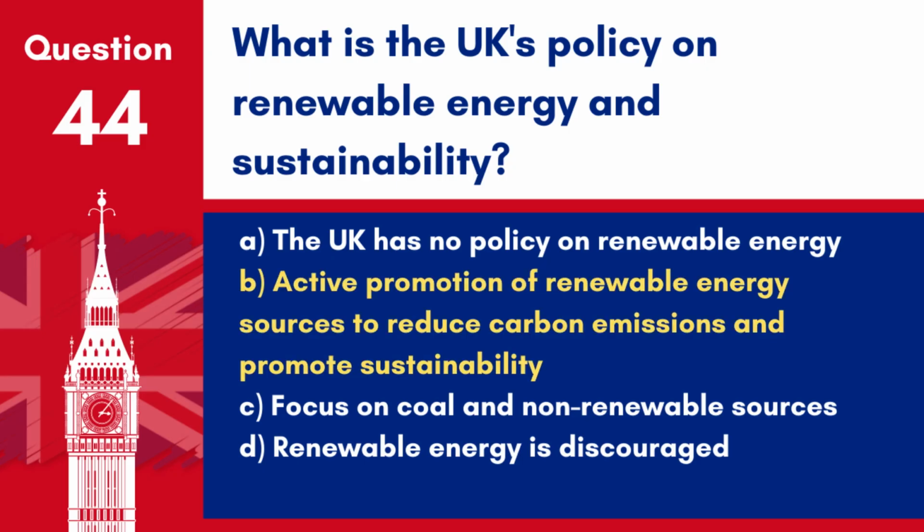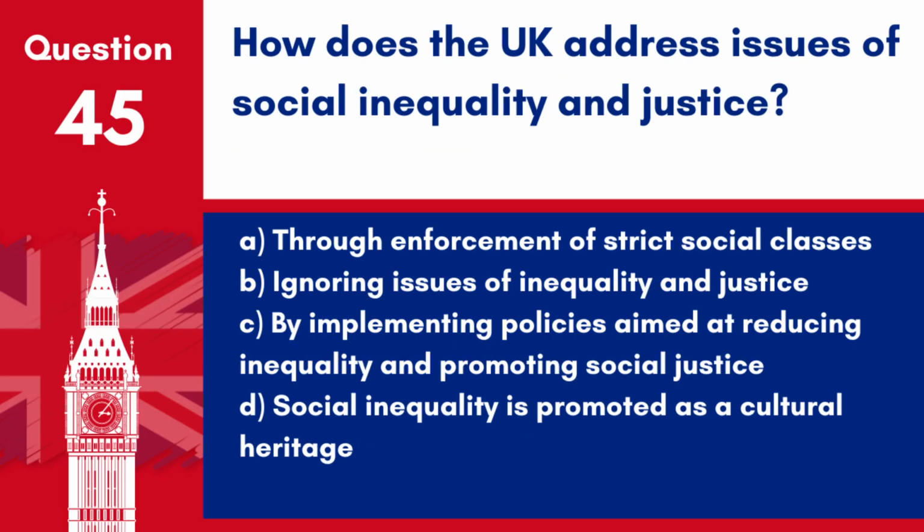Answer: B. Active promotion of renewable energy sources to reduce carbon emissions and promote sustainability. The UK is committed to enhancing its energy sustainability by investing in and promoting renewable energy sources. Question 45. How does the UK address issues of social inequality and justice? A. Through enforcement of strict social classes. B. Ignoring issues of inequality and justice. C. By implementing policies aimed at reducing inequality and promoting social justice. D. Social inequality is promoted as a cultural heritage.